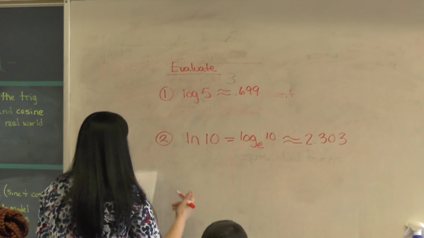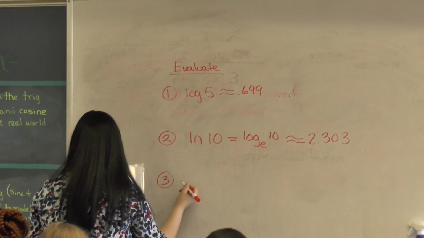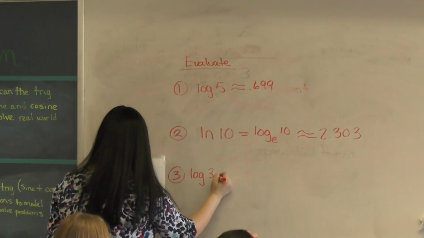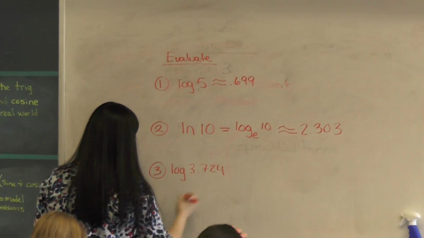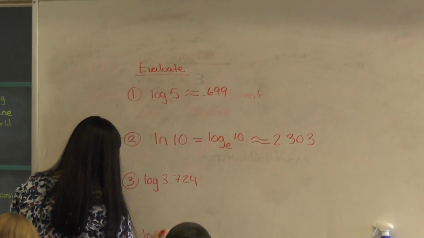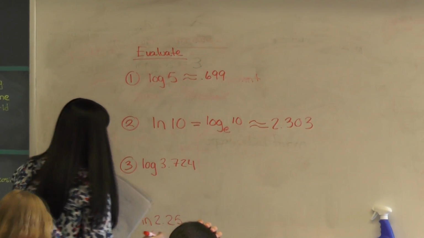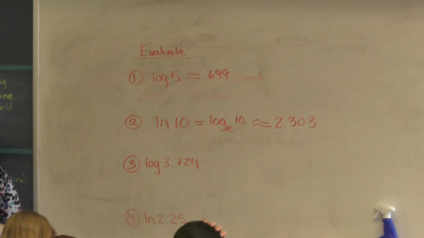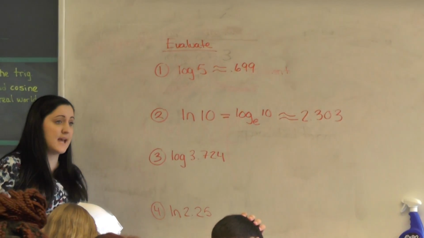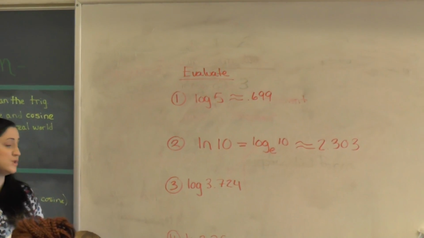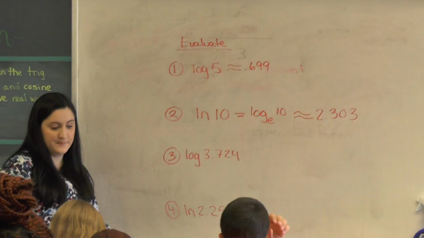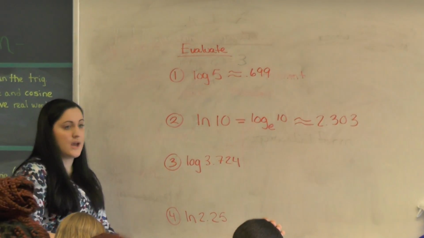Right, so you guys try these two. Okay. So try log base 10, log of 3.724, and then try natural log of 2.25. Make sure you know how to type that in.